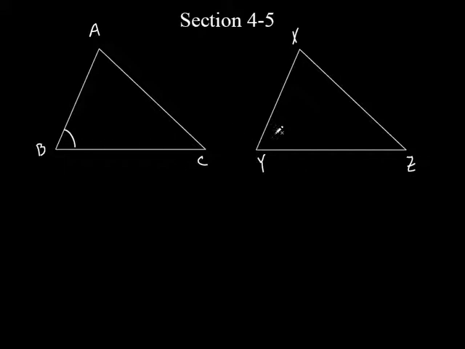Alright, so let's say angle B and angle Y are equal to each other. You know, they tell us or something. And then let's say that this side is equal to this side. And let's say that this angle was equal to this angle right there. Do you think that's enough to say that these triangles are congruent?